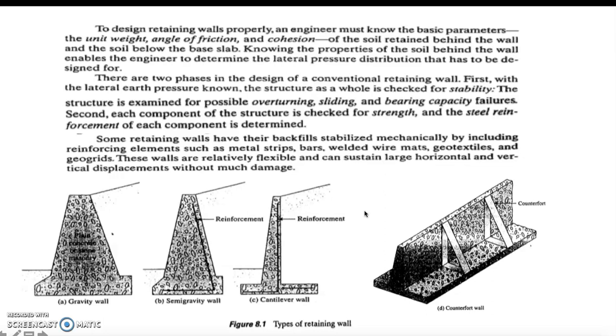Some retaining walls have their backfill stabilized mechanically by including reinforcing elements such as metal strips, bars, welded wires, geotextile, and geogrid. So basically, if there is an inclusion of metal strips, wire mats, or geotextile, that is a retaining wall wherein the soil was mechanically stabilized. Aside from the retaining wall, the soil was stabilized through geotextile, wire mats, and geogrids, so that is basically being termed as mechanically stabilized soil. It would also prevent displacement without much damage.